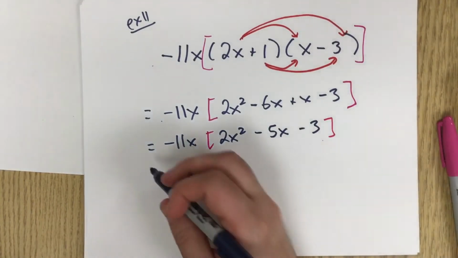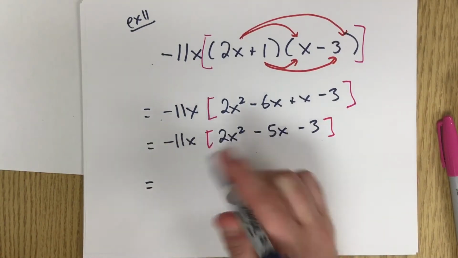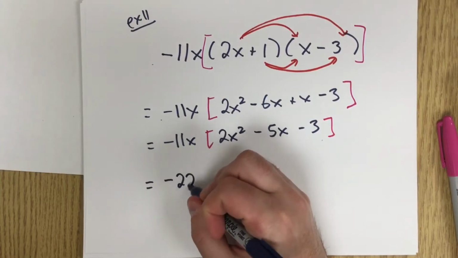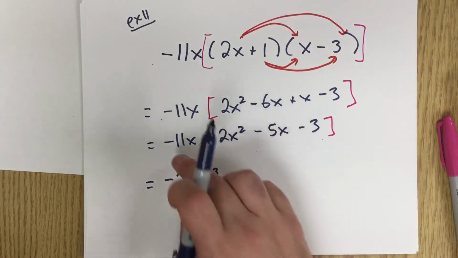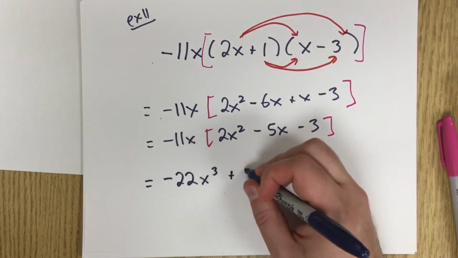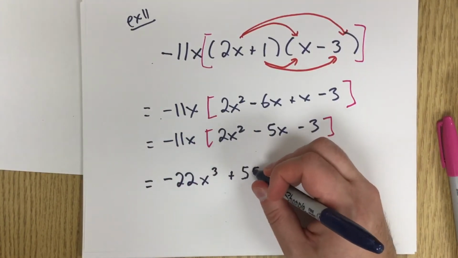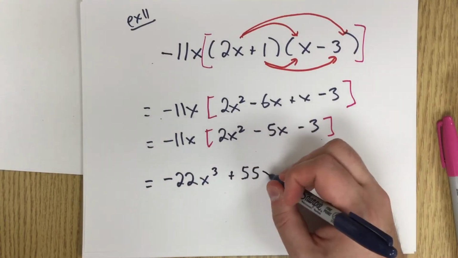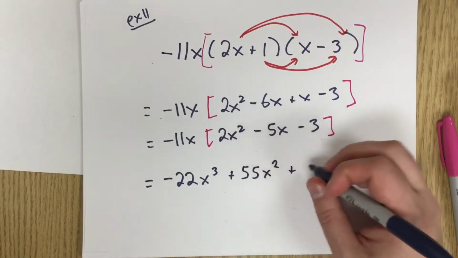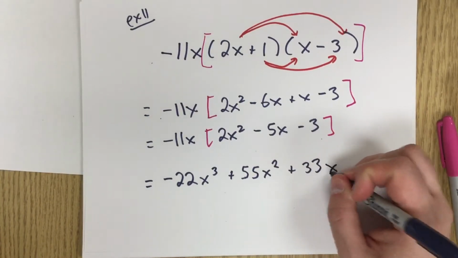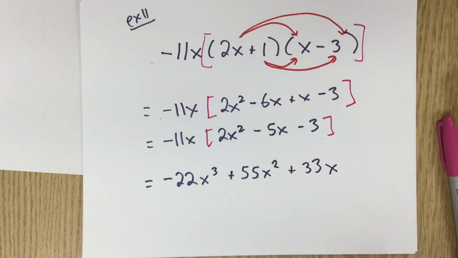And now let's multiply it. So negative 11 times 2 is minus 22. X times x squared is x cubed. Minus 11 times minus 5 is plus 55. And x times x is x squared. And minus 11 times minus 3 is plus 33. And there's an x. And there's the answer to that one.